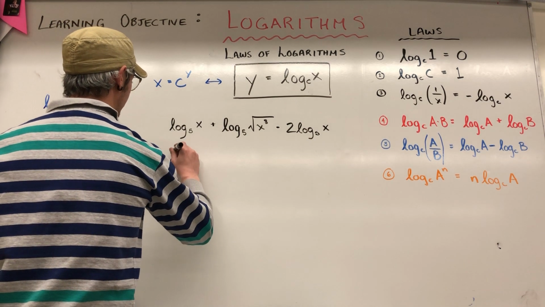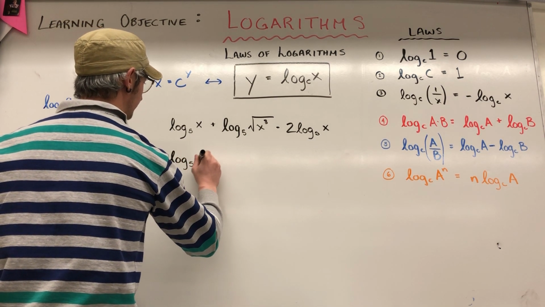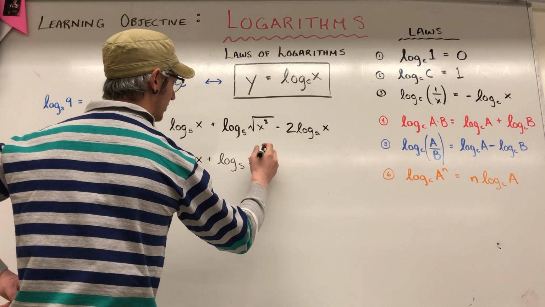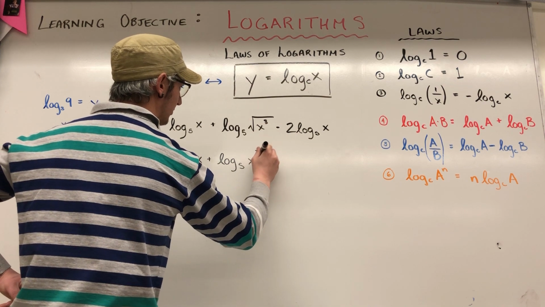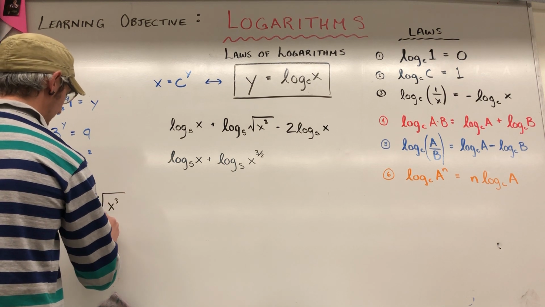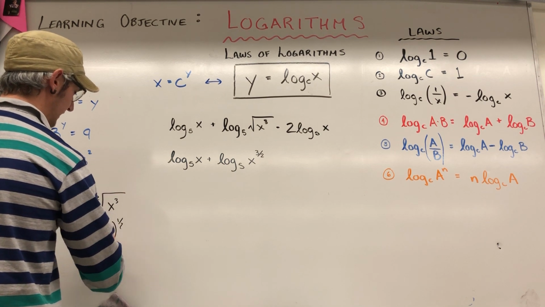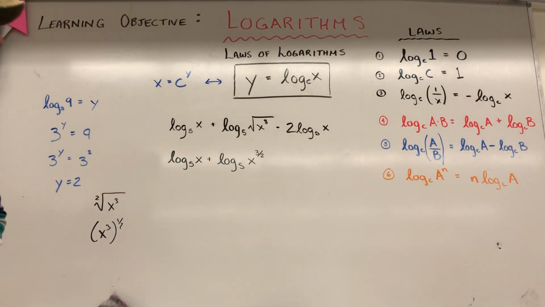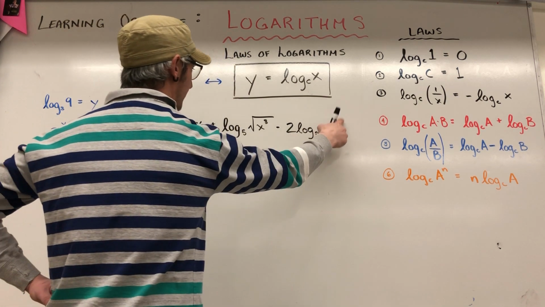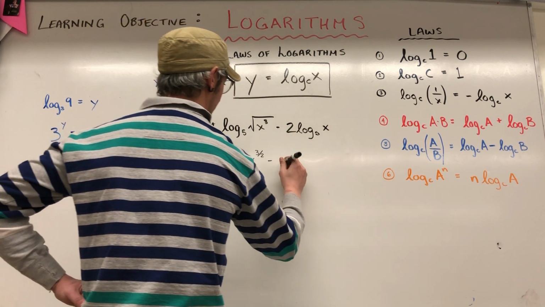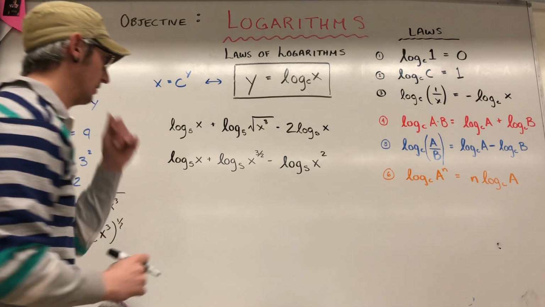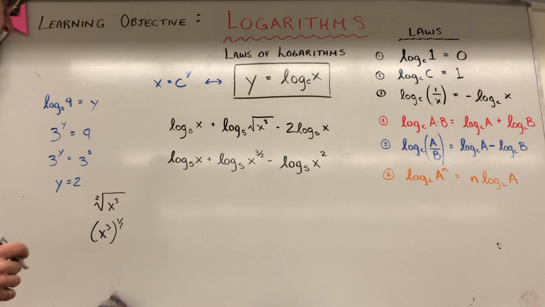I don't like radicals, so the first thing I'm going to do is get rid of that radical. The square root of x cubed is the same thing as x cubed to the power of 1/2, and then I multiply, so that's going to be x to the 3 over 2. Minus, and I'm going to put this back up there so that I can actually work with my laws, so minus log base 5 of x squared. Okay, I'm ready to do some stuff here.